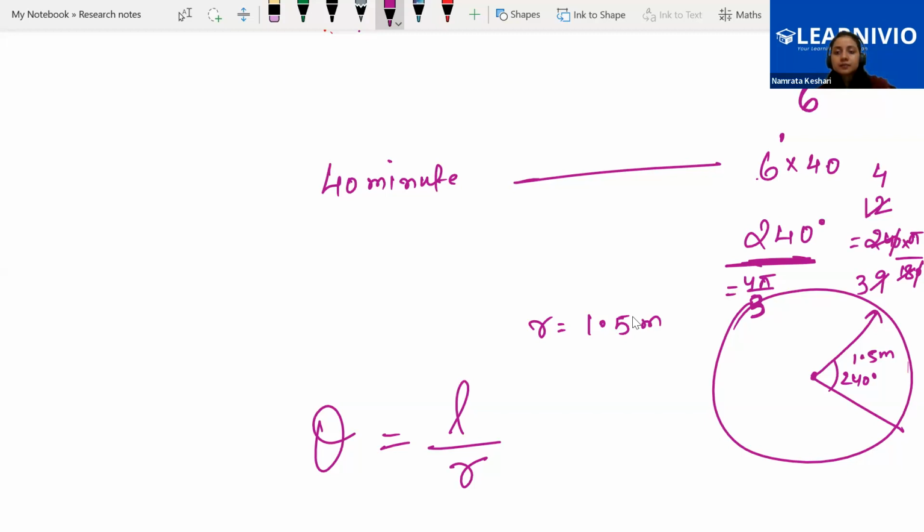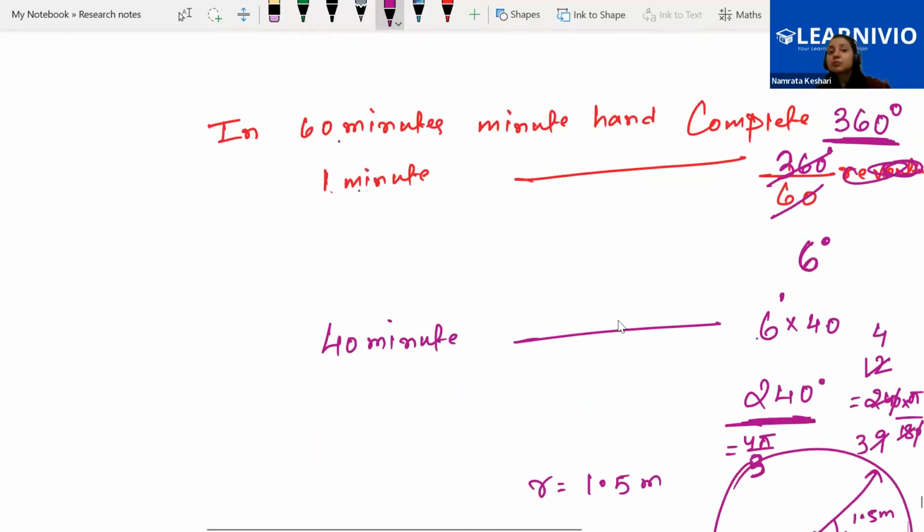What is theta? 240 degree. See, just see the steps. At first, see the step and let me know whether it is making sense to you or not. In 60 minutes, the minute hand will cover 360 degrees. One complete revolution in 60 minutes. Right? Yes, ma'am. That means 360 degrees. In 1 minute, 360 by 60. In 40 minutes, whatever we have got from there, 6 degree into 40, that is 240 degrees we are getting.